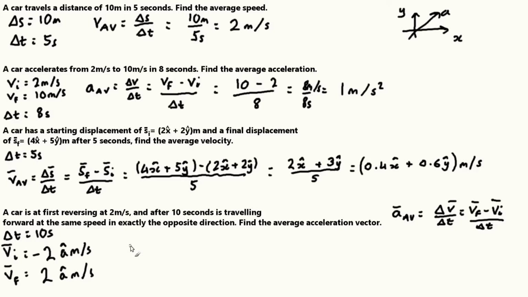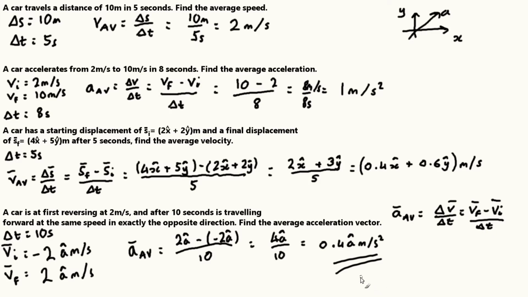And therefore we've done all the hard work, and we can now work out the average acceleration, which is going to be, after subbing into this formula over here, the final velocity, which is 2 a hat, minus vi, which is minus 2 a hat, over the change in time, which is 10 seconds. 2 a hat minus minus 2 a hat is adding, and that becomes 4 a hat over 10, which is the same as 0.4 a hat meters per second squared.